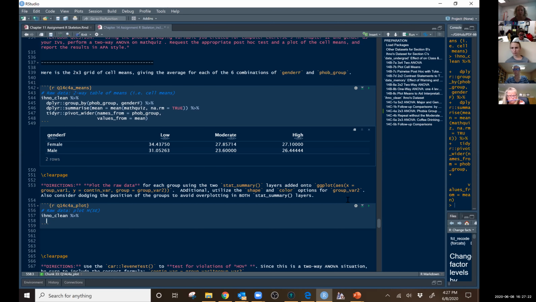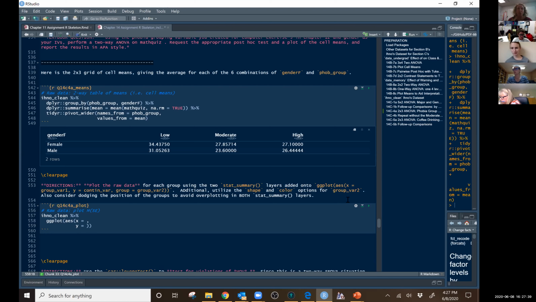Okay, so start with the data set name. Now, to make a plot, what do we use? ggplot. The first thing we have to give ggplot is aesthetics. Now we have to choose an X variable and a Y variable. The Y variable is always going to be your dependent variable, the continuous interval ratio score we're comparing the average of. And here we're comparing math quiz scores. So math quiz is our Y variable.